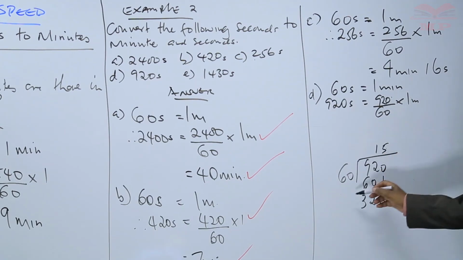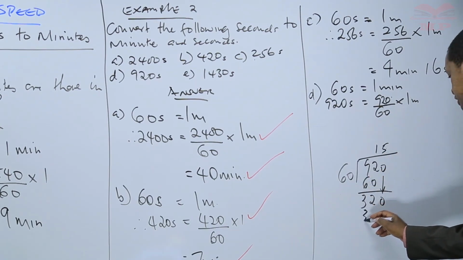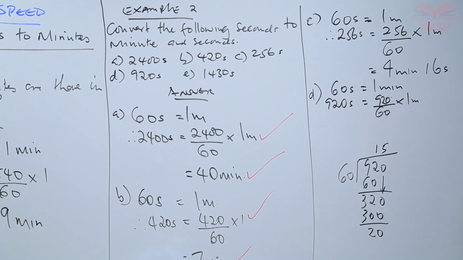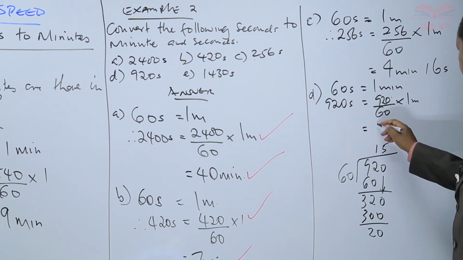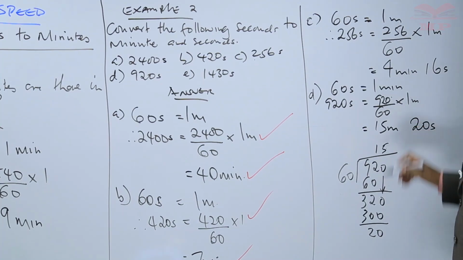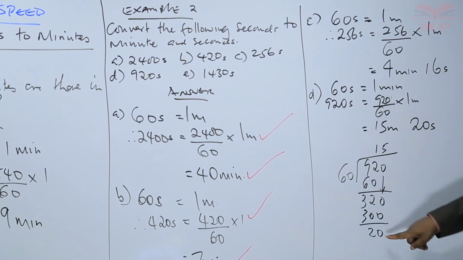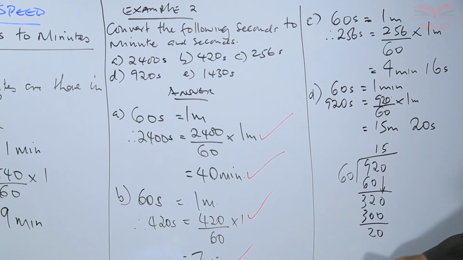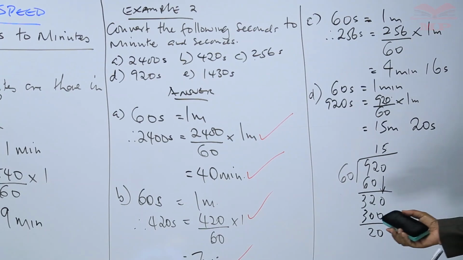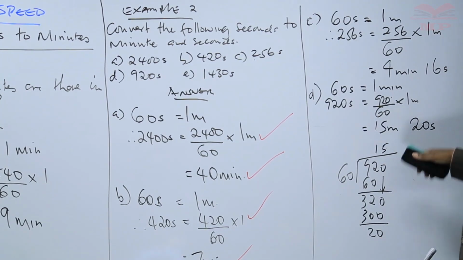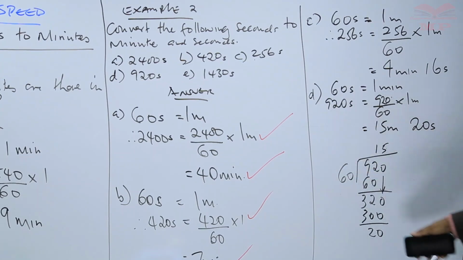Because 5 times 60 will be 300. Then there is a remainder of 20 seconds. So the answer here is 15 minutes and 20 seconds. 20 seconds is the remaining figure down here. So there are exactly 15 minutes and 20 seconds in 920 seconds.